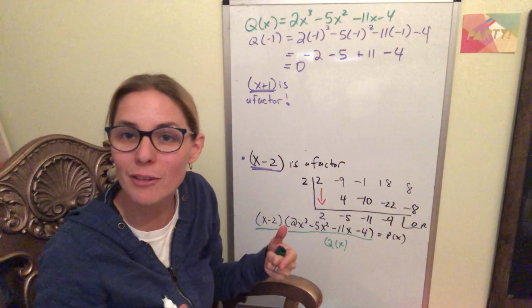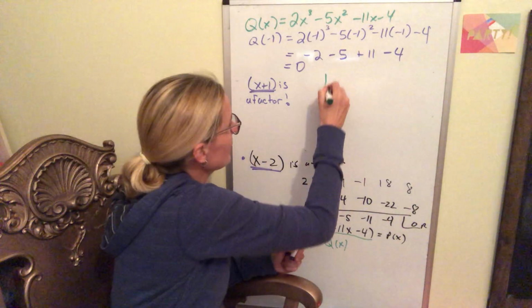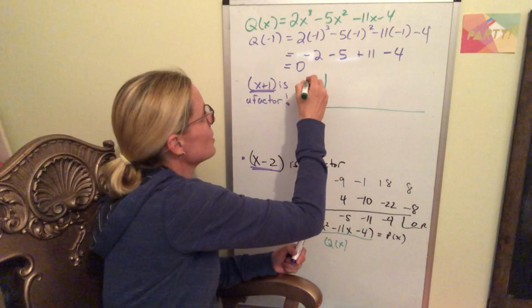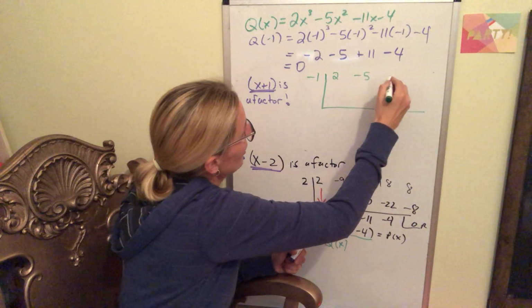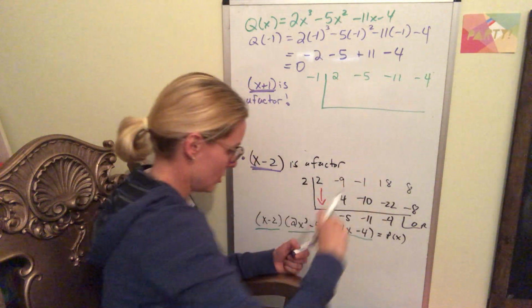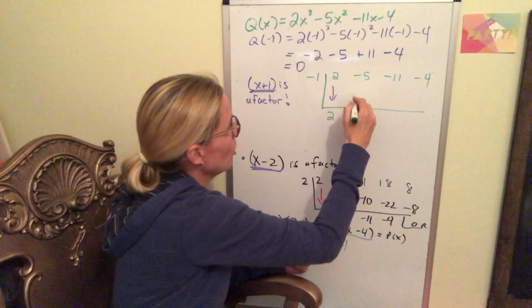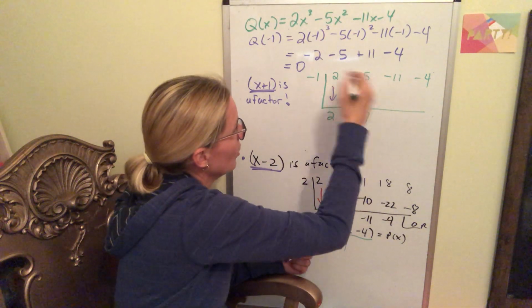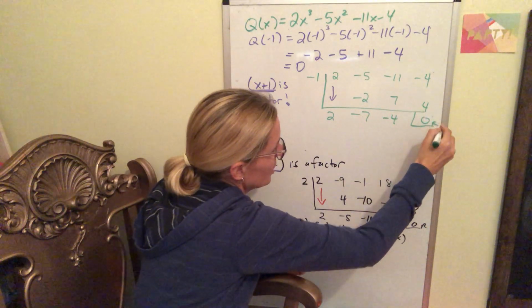And what you already know how to factor from yesterday? Quadratics. So you put it in there exactly how you should. This becomes a -1. Put the coefficients, -5, -11, -4. Drop it down, becomes a 2, multiply, and simply add the columns. And what do you know? Remainder 0. We're very happy.